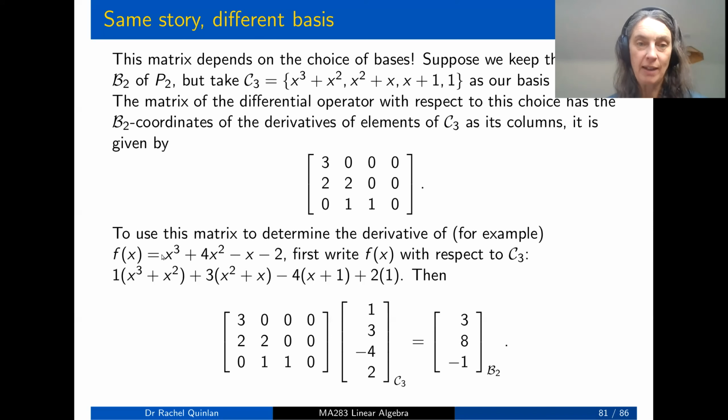And sure enough, by looking at f(x) itself and calculating its derivative in the conventional way, we can see that the derivative of f(x) is 3x squared plus 8x minus 1. Okay, so this matrix does indeed do the same job as the last one, but just with respect to a different choice of basis.